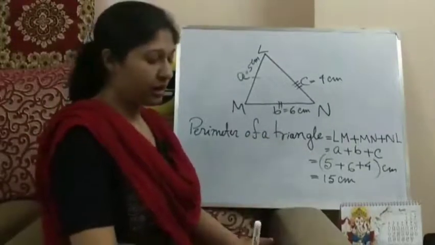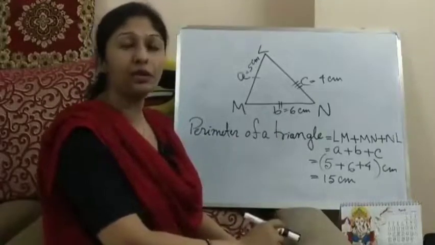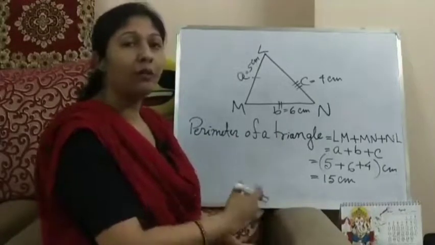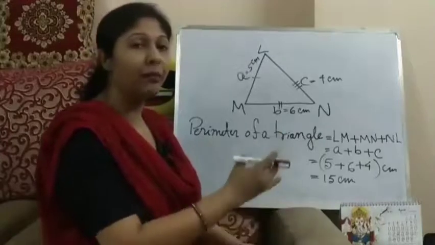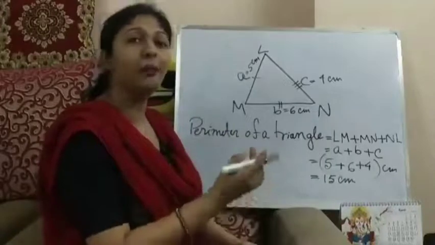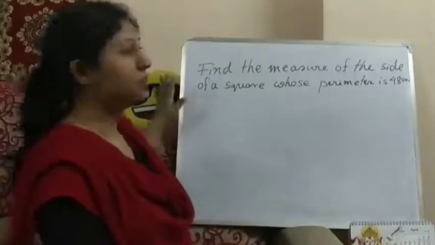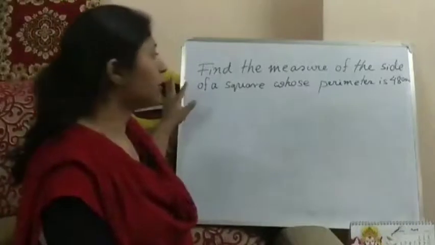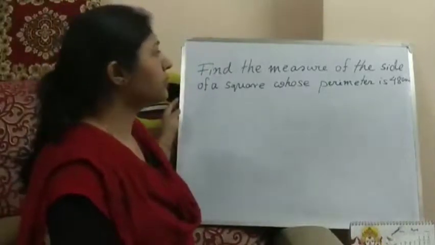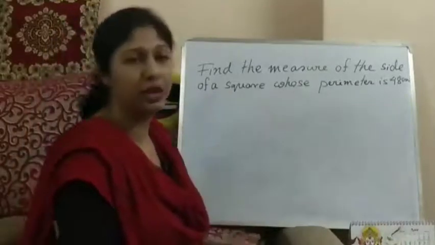In the last video I already discussed the perimeter of a square. Now I am going to show you one problem sum with the help of that square formula. This is our problem sum of square: find the measurement of the side of a square whose perimeter is 48 centimeter.